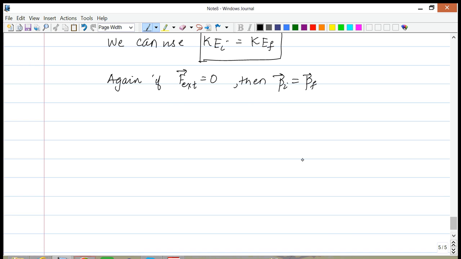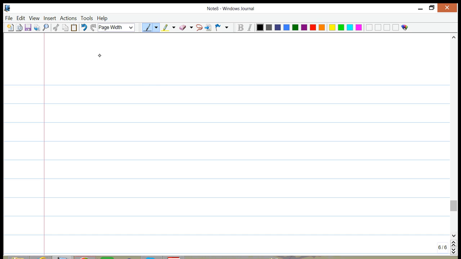So let's apply all this to a problem. Let's take an example. Let us say that I have a 1 kg block that is moving to the right at 10 meters per second, and it collides with a 4 kg block that is initially at rest. Okay, so this is the before picture.